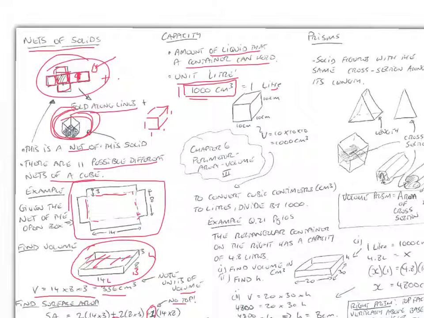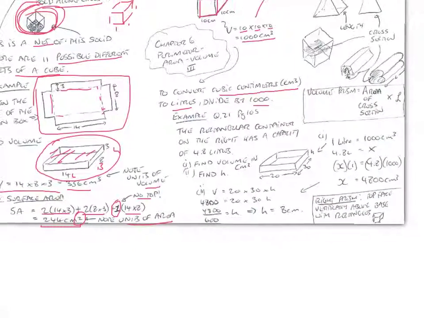Basically, if you had a cube of side 10 centimetres, that's 10 by 10 by 10, that's 1,000 centimetres cubed, that's a litre. And if you want to convert cubic centimetres to litres, you divide by 1,000. So let's look at this example here.